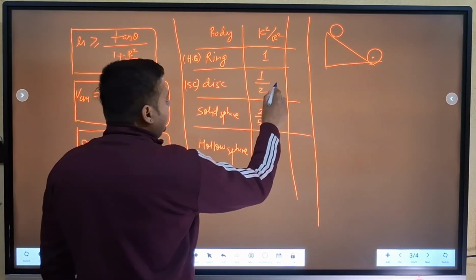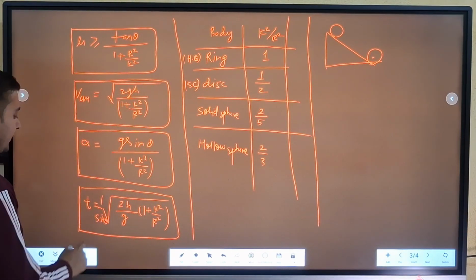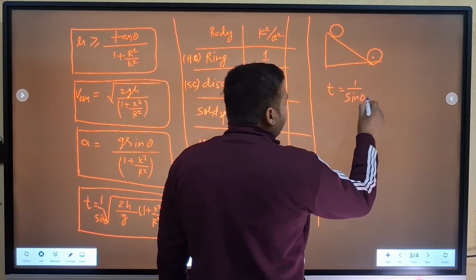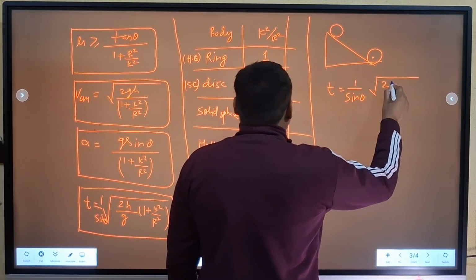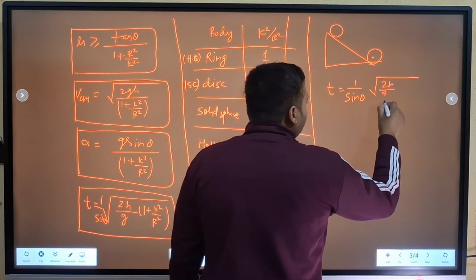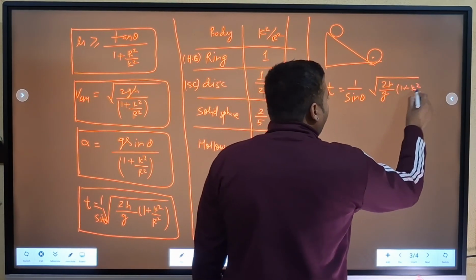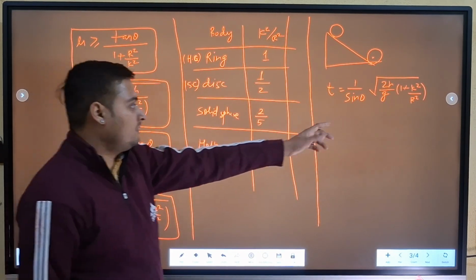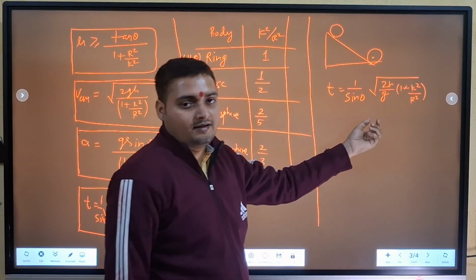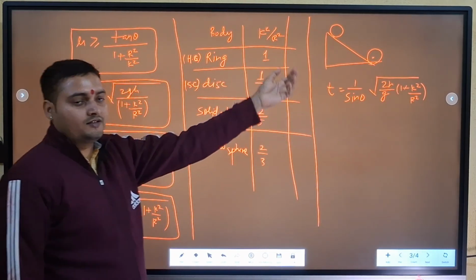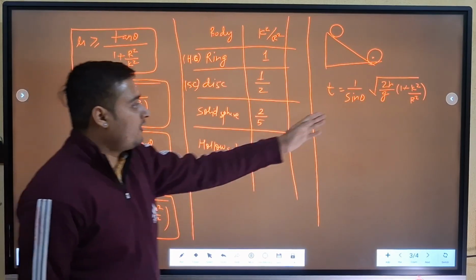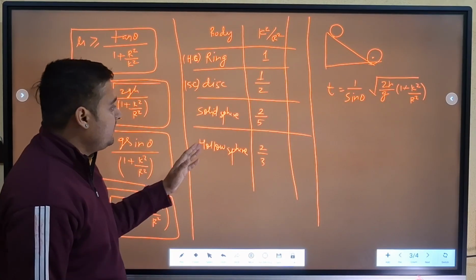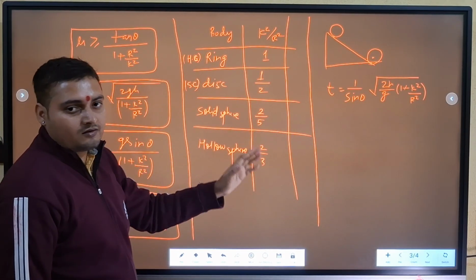If you see here the time taken formula we have given, t is equal to 1 by sin theta under root 2h by g, 1 plus k square by r square. So time is proportional to under root of 1 plus k square by r square. The rest, sin theta, h and g, everything is constant for all the bodies. So only k square by r square will determine our time taken. So for time taken to be less, the value of k square by r square should be less.